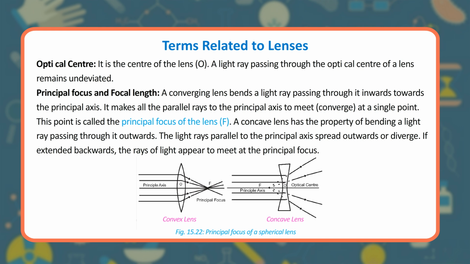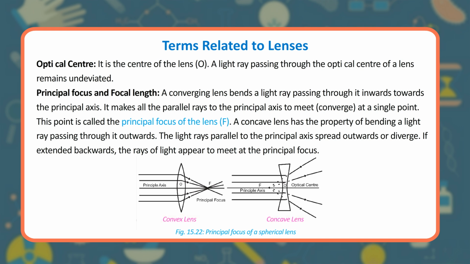Principal focus and focal length. A converging lens bends a light ray passing through it inwards towards the principal axis. It makes all the parallel rays to the principal axis meet, converge, at a single point. This point is called the principal focus of the lens, F. A concave lens has the property of bending a light ray passing through it outwards. The light rays parallel to the principal axis spread outwards or diverge. If extended backwards, the rays of light appear to meet at the principal focus.